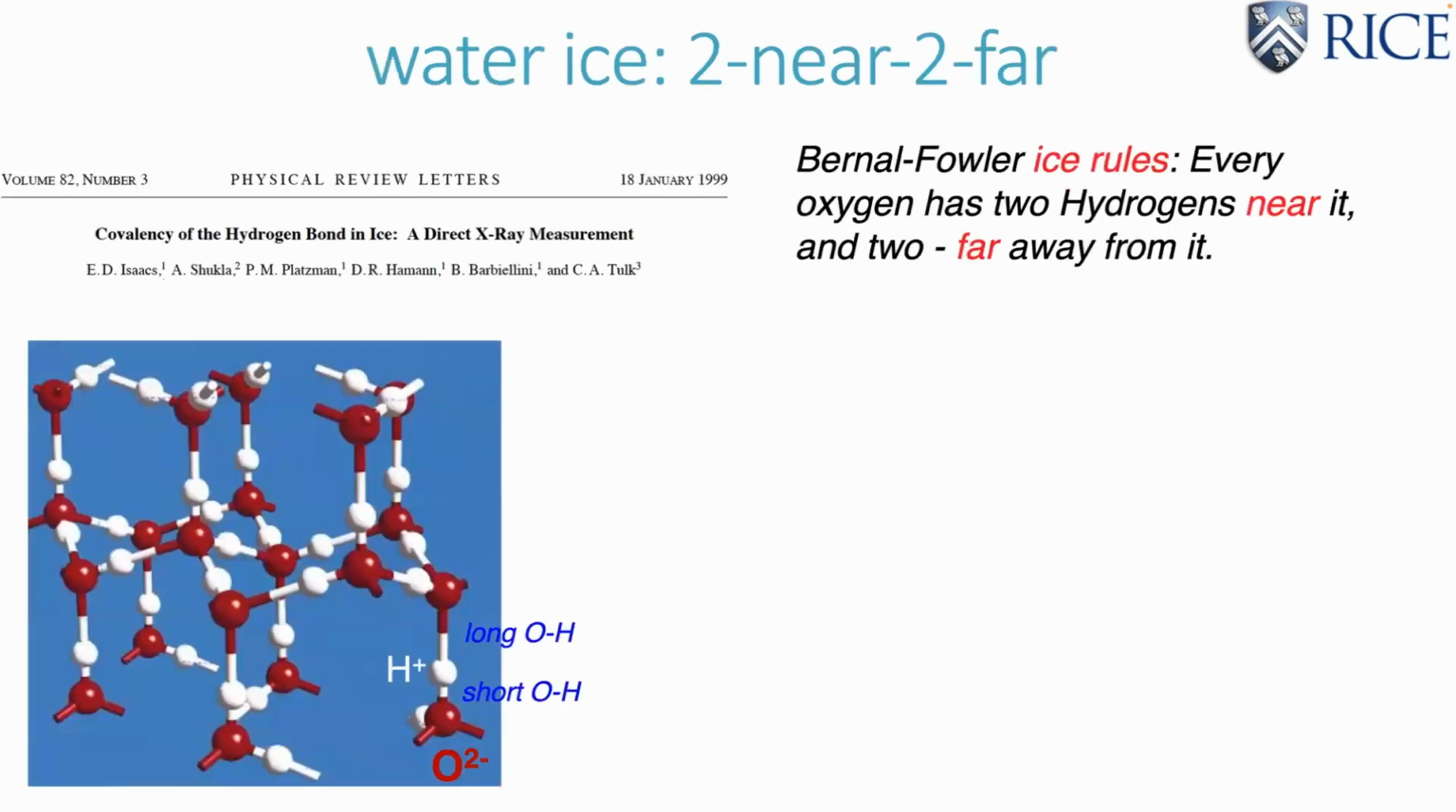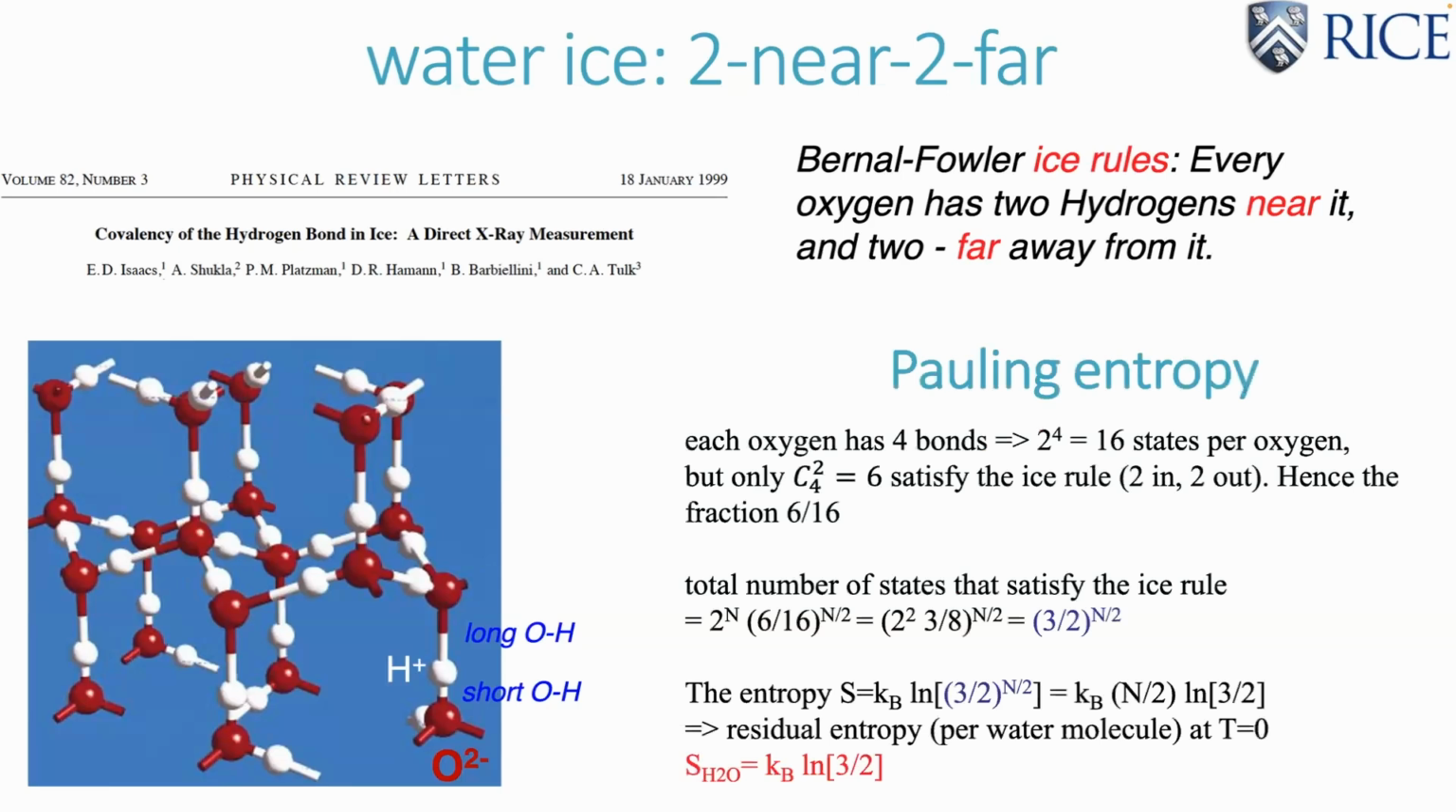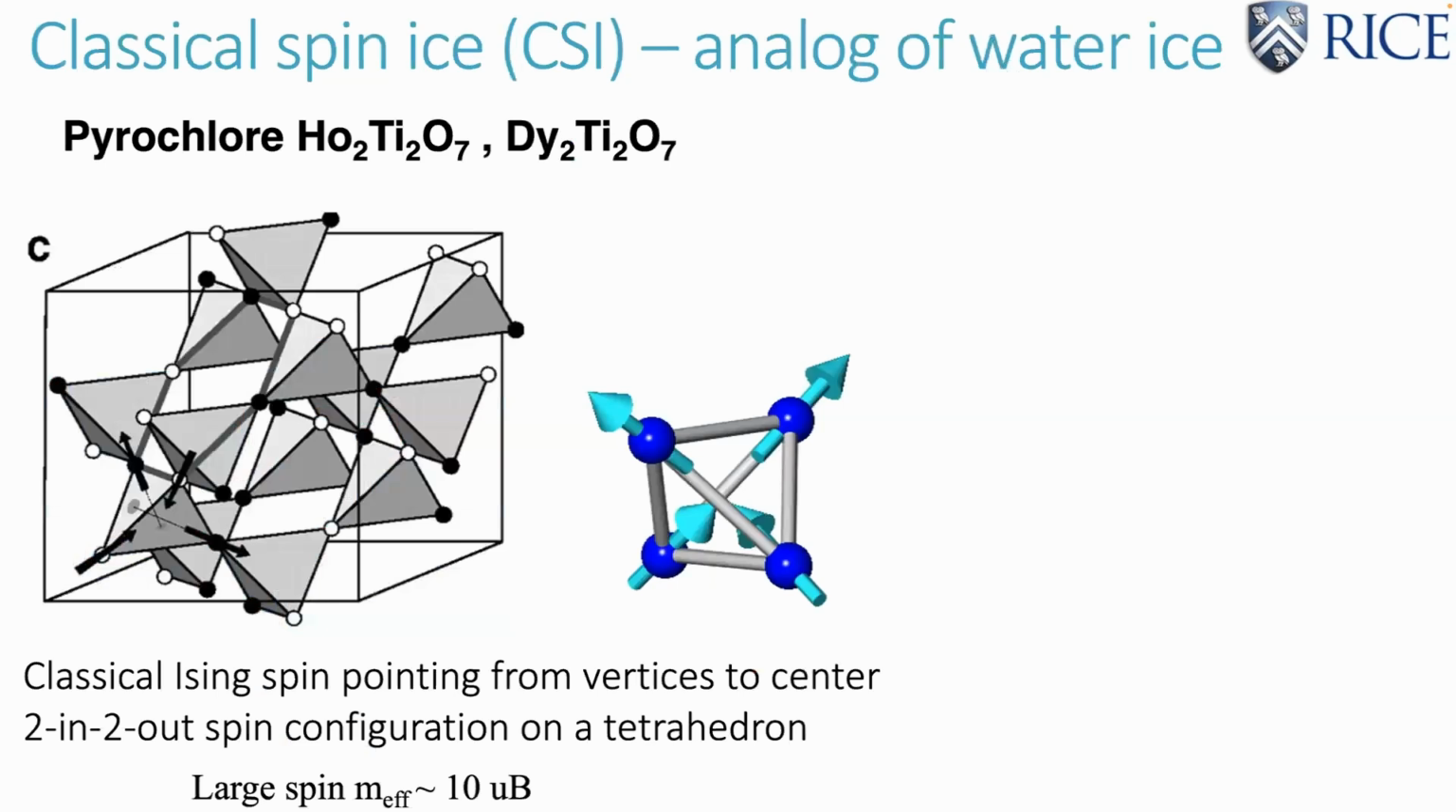So we all know that in water ice, there's an ice rule that means that every oxygen has four hydrogen around. There are two near oxygen hydrogen and two far. So there's a famous Pauling entropy. You can calculate it, basically C(4,2) equals 6 configurations of these bonds. So classical spin ice is the analog of the water ice.